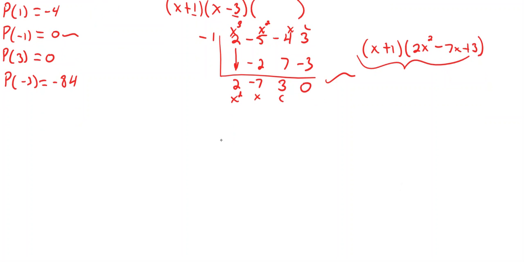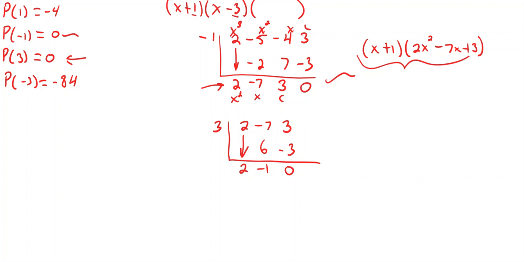So I am going to now write this, right? This is my new polynomial. So I'm going to write 2, -7, and 3. And I'm going to divide that by the other polynomial I know comes out to be 0. That's that p of 3, or x minus 3, right? So we'll try out 3 there. Bring down the 2. 3 times 2 is 6. That's -1. And then -3, so it comes out to 0.